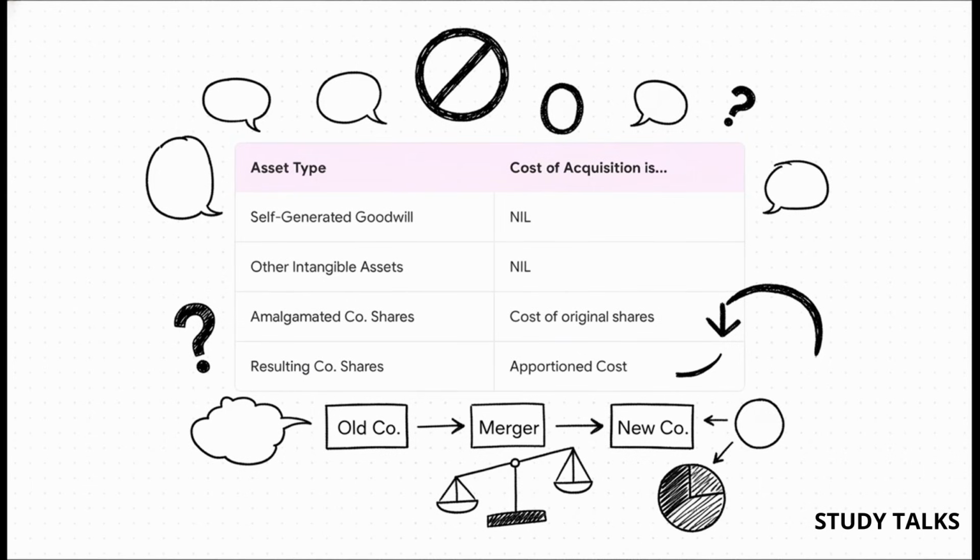For self-generated goodwill of a business, or any other intangible you created yourself, what's the cost? It's nil. 0. Don't go inventing a number. Next, in a merger, the cost of your new shares is just the cost of your old shares. It carries over, simple as that.